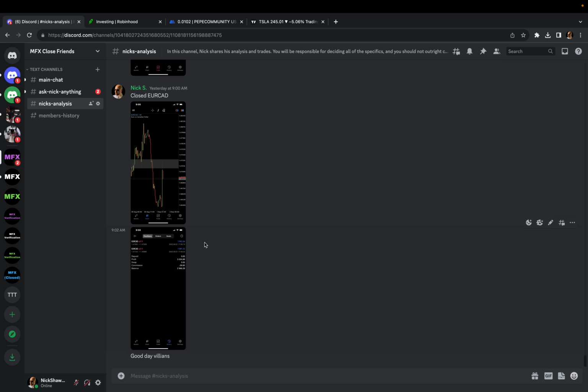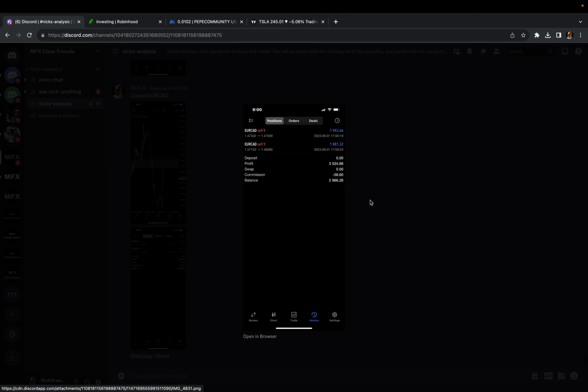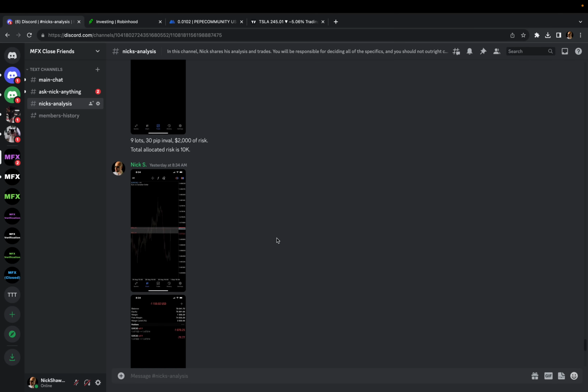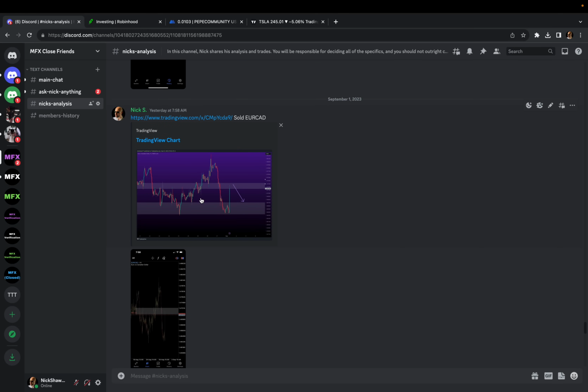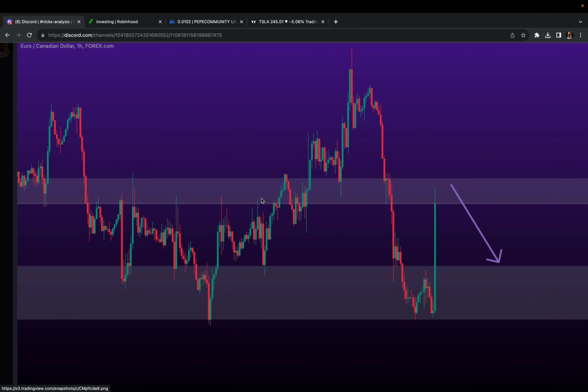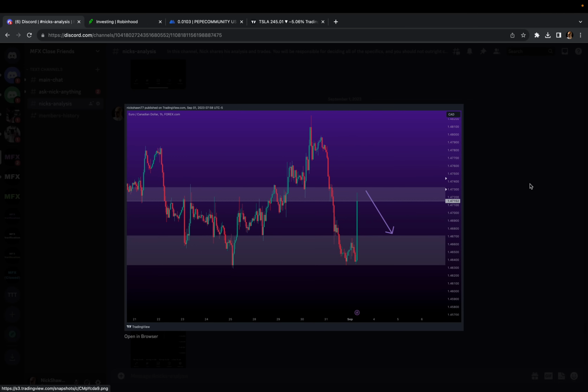I trade forex this way. For example, just on Friday yesterday, I made $3,000 trading forex. Let's look at how simple this trade was. This is a EUR/CAD trade. I called this in my close friends group where I share all my trades with clients. I put sold EUR/CAD. There is really not much more to it. It's a clear support resistance zone. It's literally all I use, support resistance and basic price action. And I sold whenever it got to the zone.